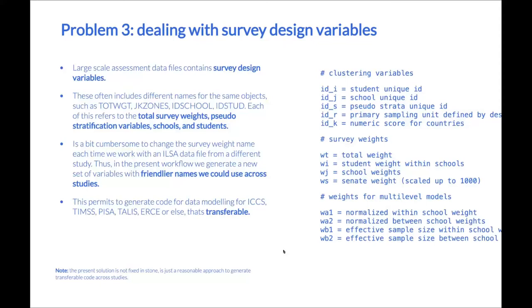This was a real scenario that we were working on with Andres, in which we were making several comparisons between countries over different indicators for the SDG indicators comparison initiative from UNESCO. So the issue is that most of the large scale studies have a collection of clustering variables that express the survey design. Most of these objects are common, but they have specific names in different studies. So for example, the total survey weight in PISA doesn't have the same name as the total survey weight in ICCS.